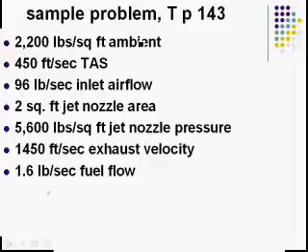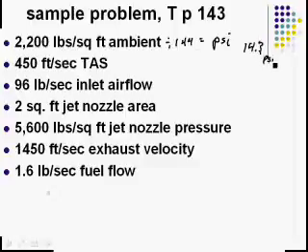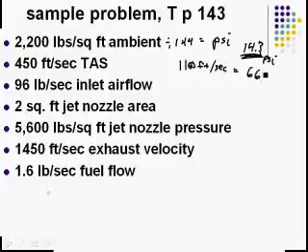So 2,200 pounds per square feet ambient. If we divided that by 144, we'd get pounds per square inch. And this 2,200 divided by 144 is going to be 14 point something or other pounds per square inch. It's not going to be exactly 14.73, so it's close to sea level. This 450 feet per second true airspeed, well, 1,100 feet per second is 662 knots true airspeed. So 450 feet per second true airspeed, that's a little bit less than half of 1,100. So this is probably doing about 300 knots true.